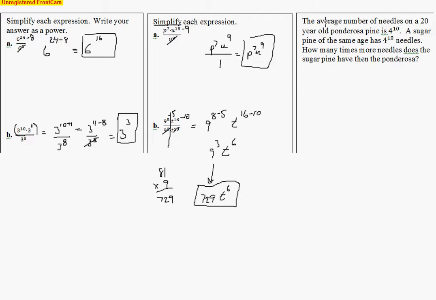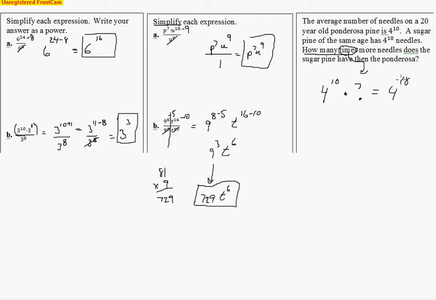On this next one, it says the average number of needles on a 20-year-old ponderosa pine is 4 to the 10th power. A sugar pine of the same age has 4 to the 18th needles, so a few more needles than the ponderosa. It says how many times more. Right here it's going to tell us what we're trying to do. How many times more? We don't know the number of times. That's the unknown. How many times more needles does the sugar pine have than the ponderosa? Basically, we're taking 4 to the 10th and multiplying it by some number that we don't know, because that's what they're asking for.